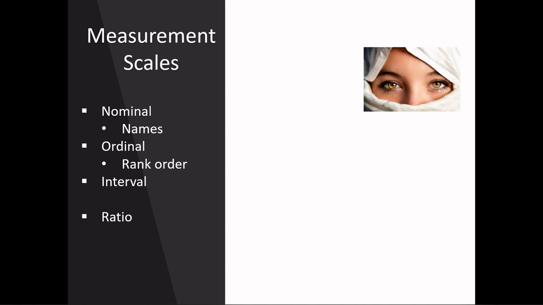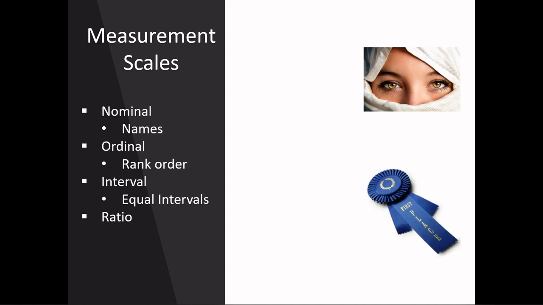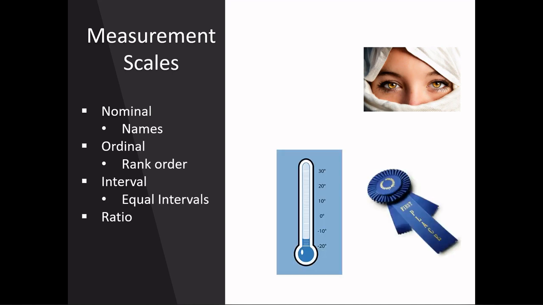For ordinal scales, we're looking at rank order. For interval scales, the key here is equal intervals. And for a ratio scale, there is a 0 that is meaningful. So let's look at these a little bit deeper.